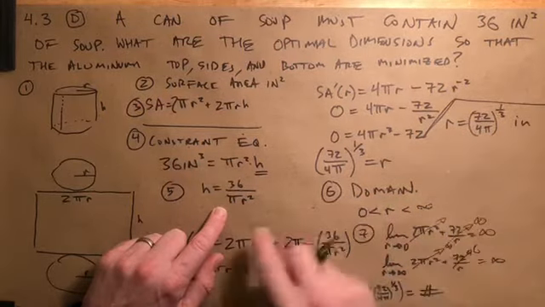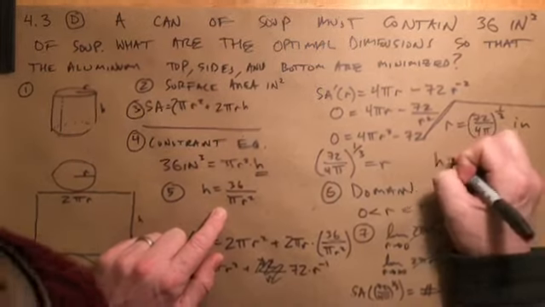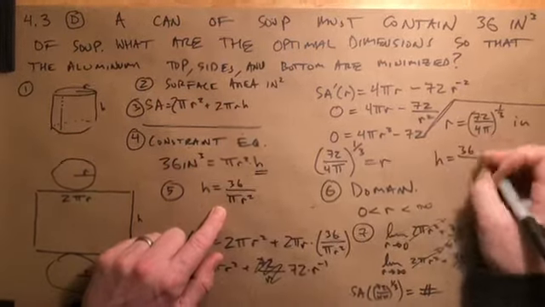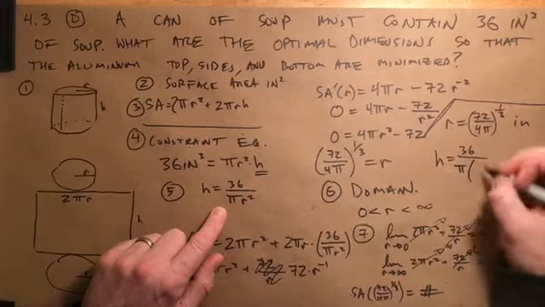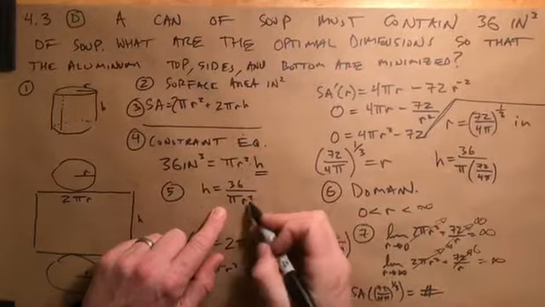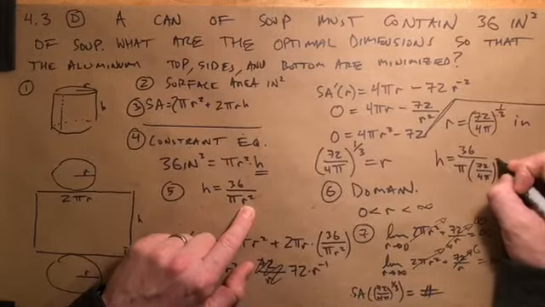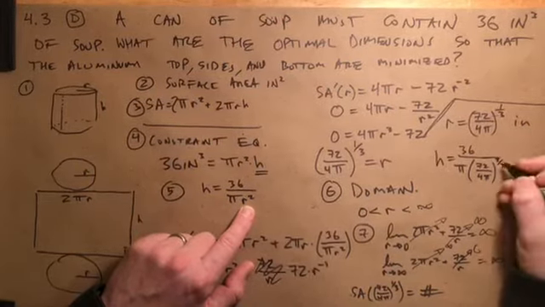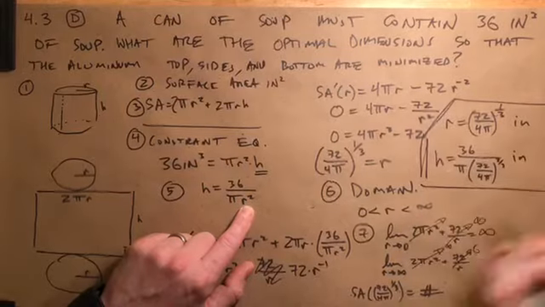And so, not that I want to do any simplification, and I'm not going to. h will equal 36 over pi times, and check this out, 72 over 4 pi raised to what power when I square something that's being raised to the cube root? To the 2/3 power. I need to remember the units as inches, and we're out.